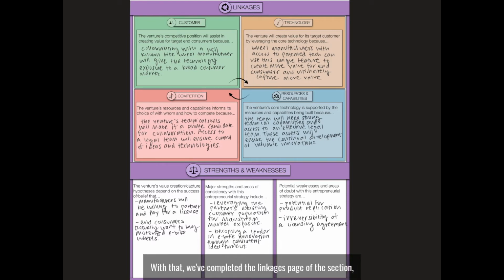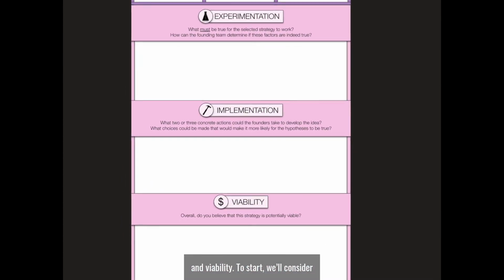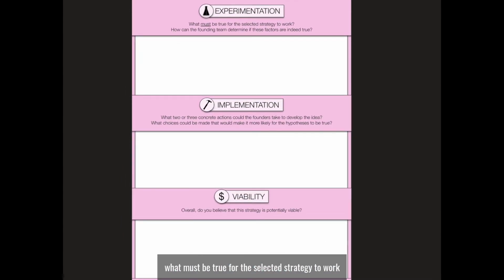And with that, we've completed the linkages page of the section, and we can move on to experimentation, implementation, and viability. To start, we'll consider what must be true for the selected strategy to work, and how the founding team can determine if these factors are indeed true.